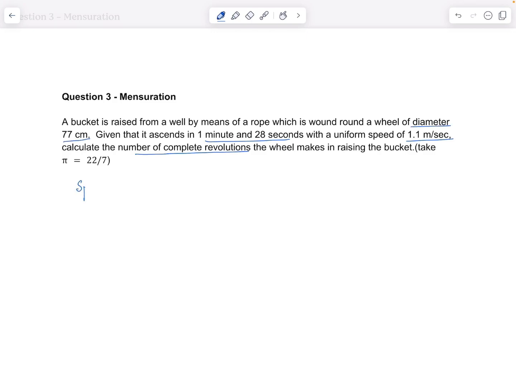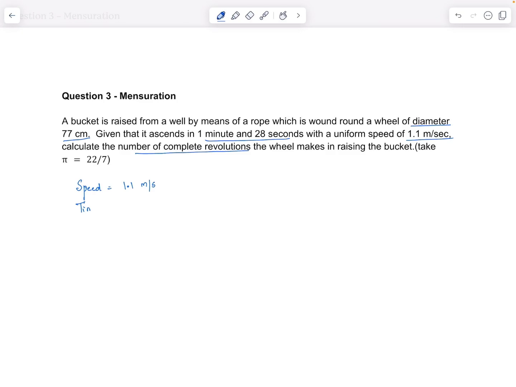The speed with which the bucket ascends is 1.1 meter per second, and the time taken for the bucket to ascend is 1 minute and 28 seconds, which is 88 seconds. There is a correlation between the movement of the bucket and the revolutions of the wheel. So, if we figure out the distance traveled by the bucket in the process of ascending, then we can calculate the number of complete revolutions that the wheel is making.